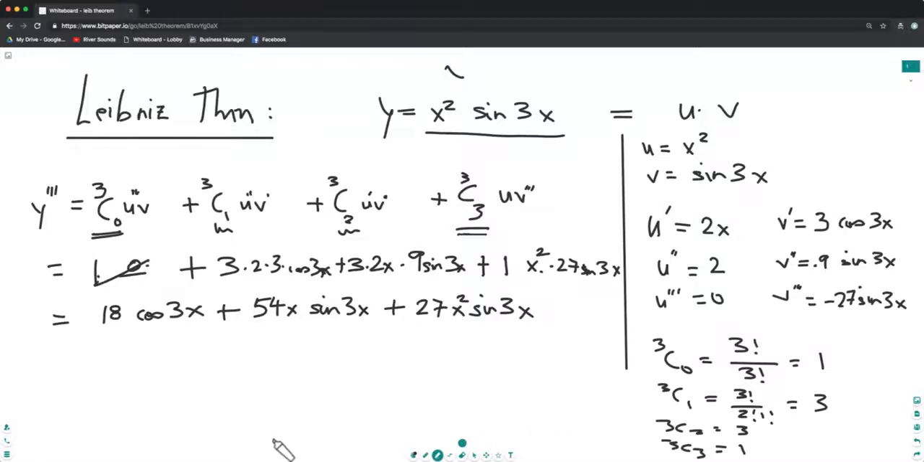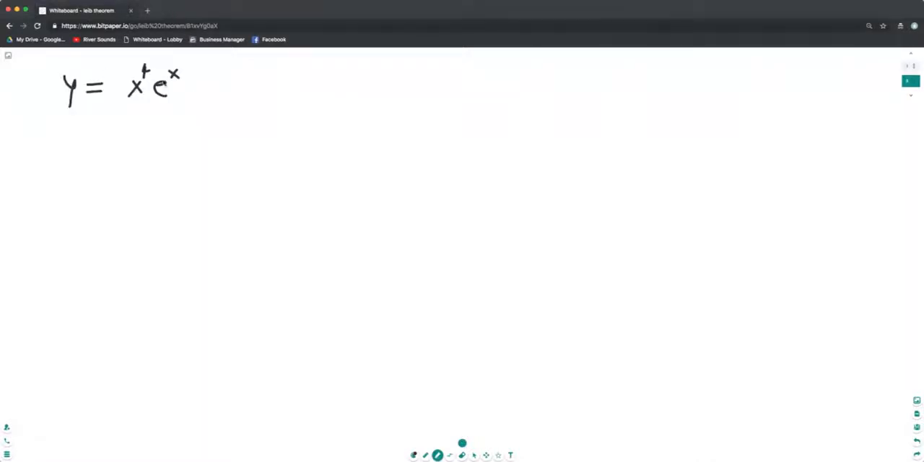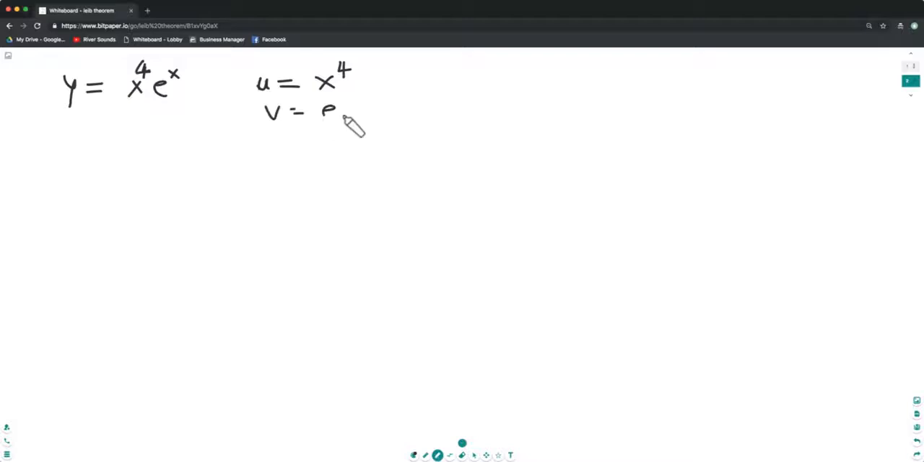Let's look at another example. Here's another example: y is equal to x to the fourth power times e to the x. So here you can assign u as x to the power 4 and v as e to the power x. And let's be a little bit more ambitious this time, and let's find the fifth derivative of this.